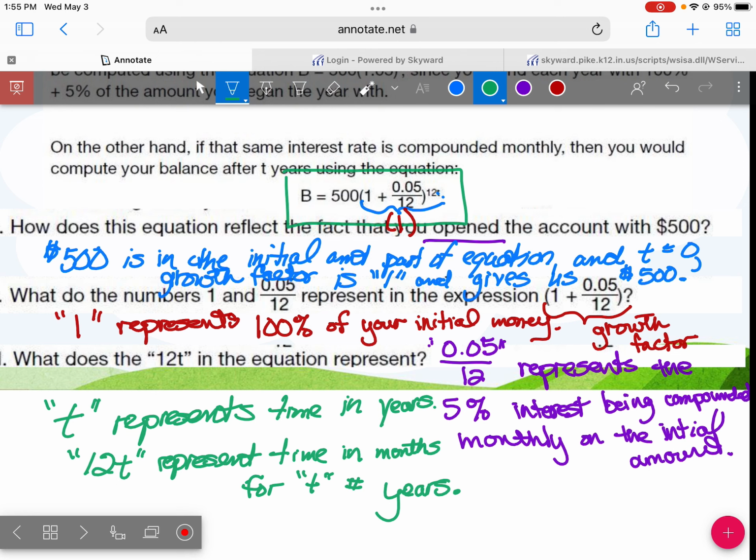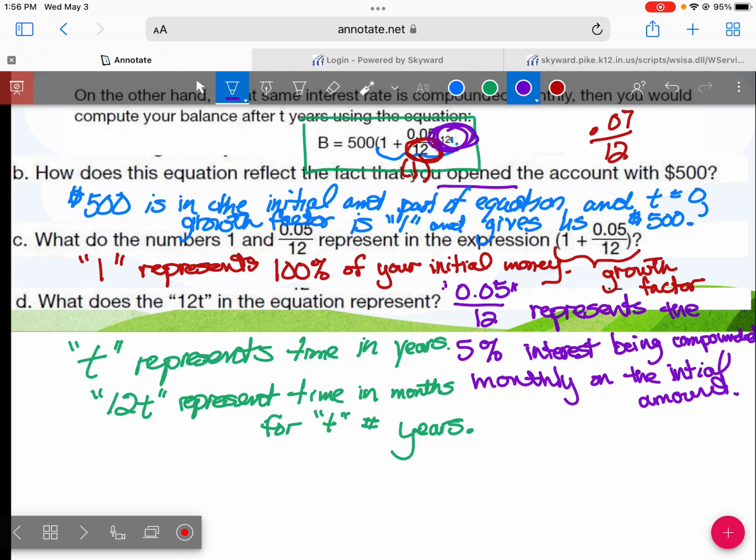Any questions on this? Like I said, the important parts are if you're compounding monthly, you need to divide the interest rate only by 12. Whether it's 5%, that would be 0.05 divided by 12. If it's 7%, it'd be 0.07 divided by 12. And then the other important part is if you are compounding monthly, you want to raise it to the 12T power. Okay? All right.